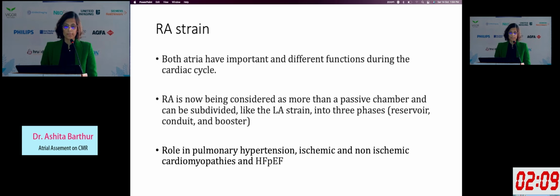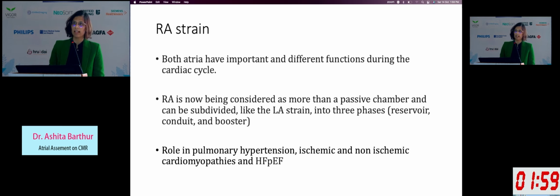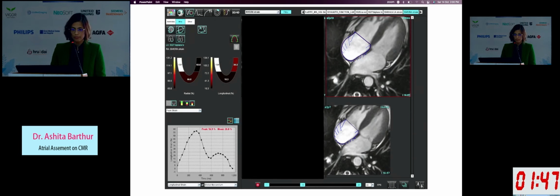So RA strain: both atria have important and different functions during the cardiac cycle. The right atrium is now being considered as more than a passive chamber and can be subdivided, just like LA strain, into the three phases: reservoir, conduit, and booster. It has a role in pulmonary hypertension, ischemic and non-ischemic cardiomyopathies, as well as HFpEF, just like LA strain.